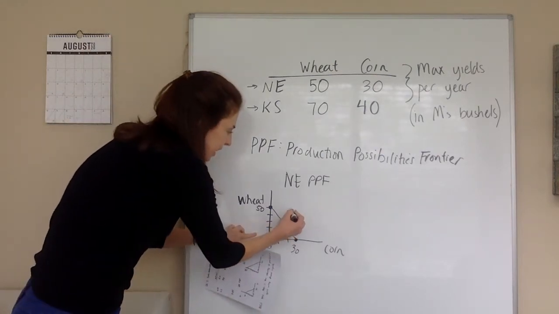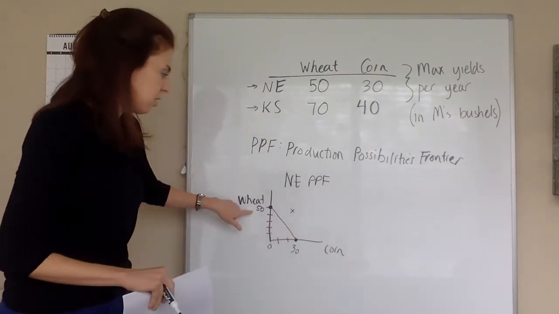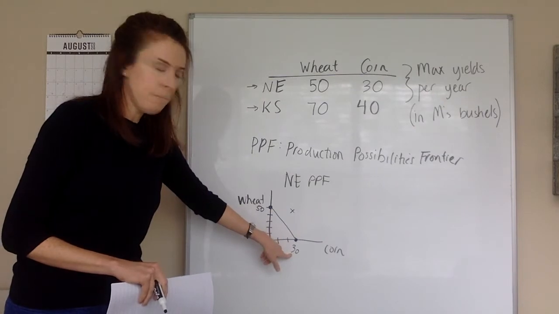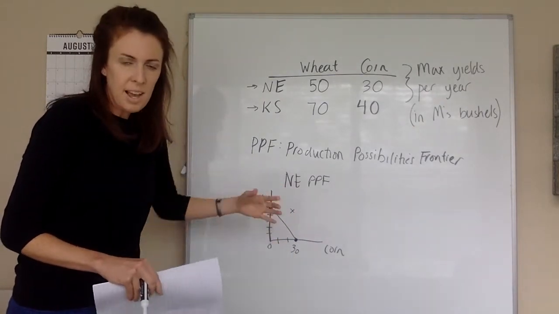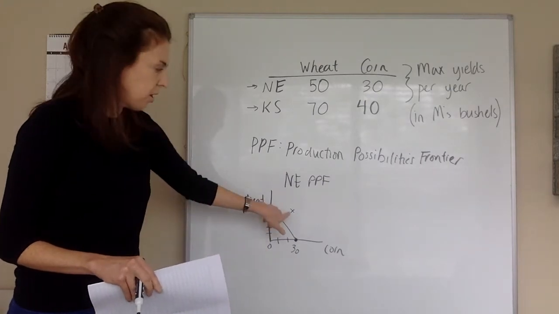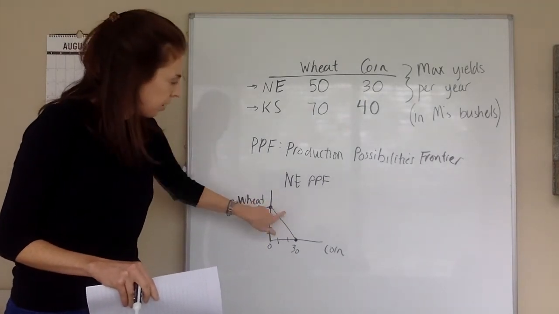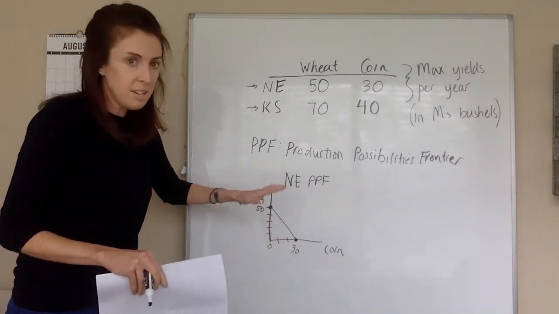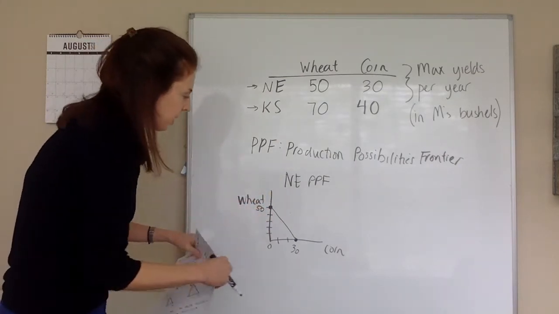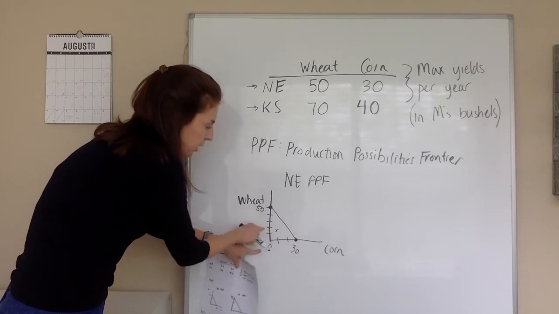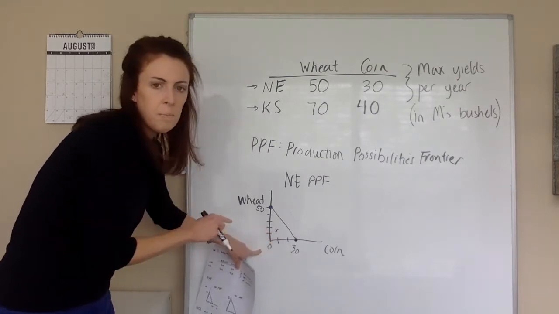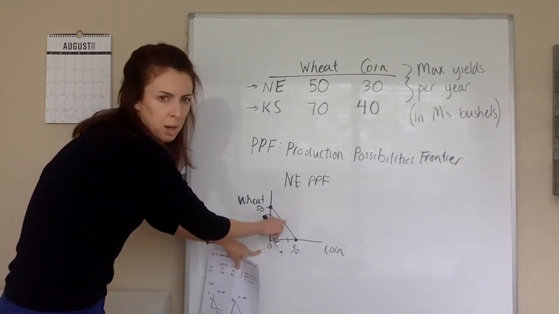But something like this, where you have 50 units of wheat and 30 units of corn, that's outside of the frontier, so that's not possible. So Nebraska doesn't have enough land and resources to produce that combination. Any combination along the curve, again, is feasible for them to produce. It would be feasible for them to produce something like this, so maybe 20 units of wheat, 10 units of corn, but that's not at the frontier of what's possible.